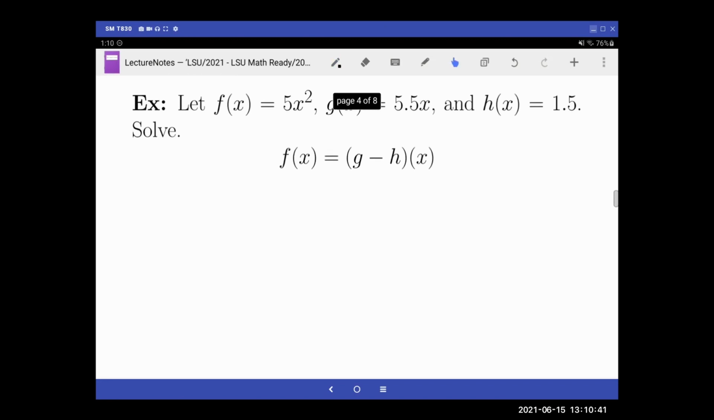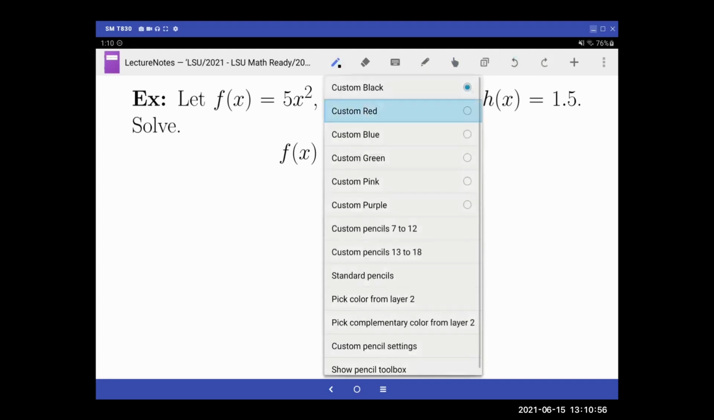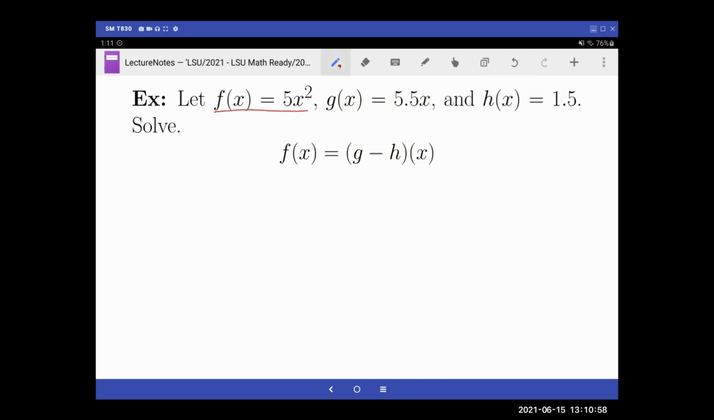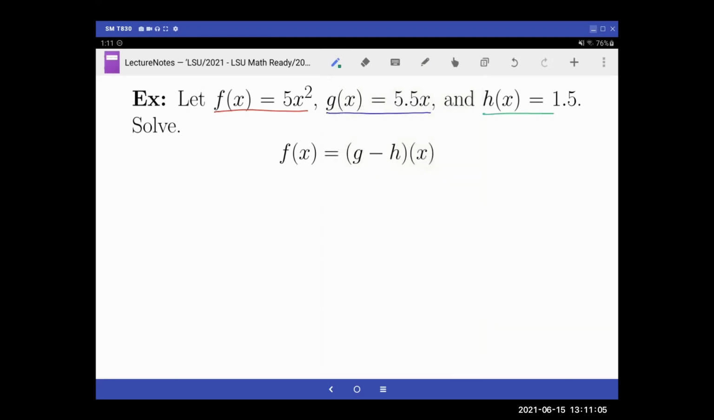Okay, here's an odd looking question, right? It looks odd. So let's kind of dissect it. We have 3 functions that are given to us. F of x, maybe I'll color code it a little bit. F of x, g of x, and h of x. Okay, these are my 3 functions. One's a quadratic, one's linear, one's constant. And we're asked to solve this equation, or the equation that's produced by this expression here.